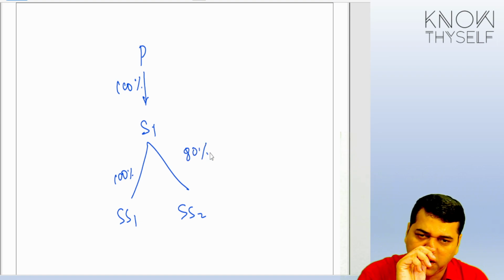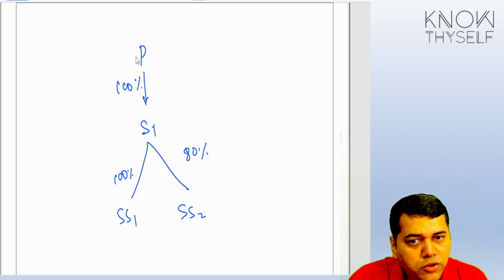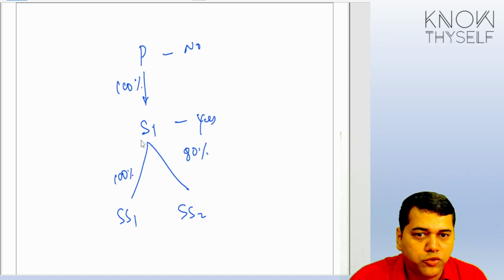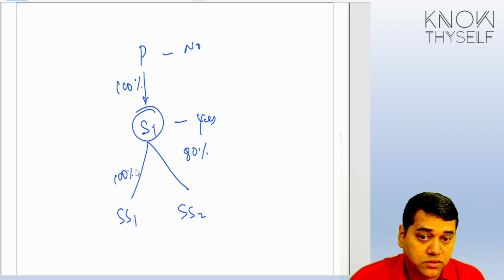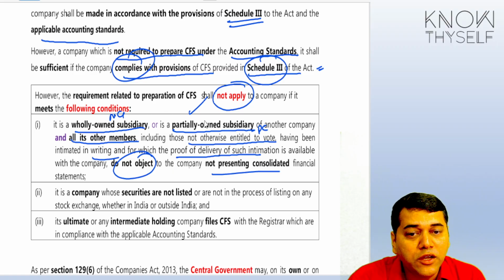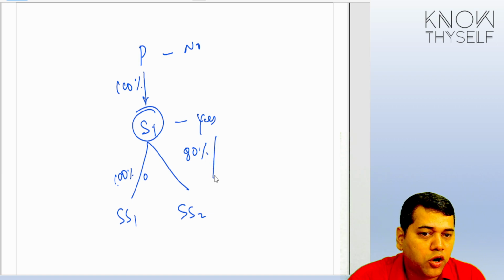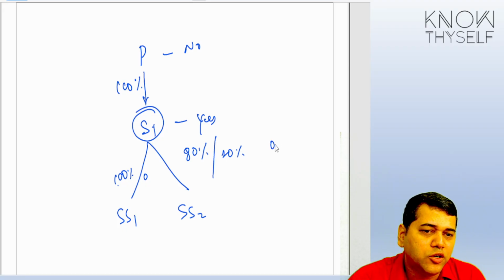80%. Okay, this type of question is there in FR. Now, the first question: are we talking about exemption? No. But are you supposed to prepare CFS? Yes, because you are also a company. You are also supposed to prepare CFS. Now, the first question comes: does S1 have an exemption? Yes, when first it is a wholly owned subsidiary or a partially owned subsidiary, that means scenario 1 or 2, and your other members, who are your NCI, 0 or 20%, including those non-voting, agree, they say, okay sir, we don't want.